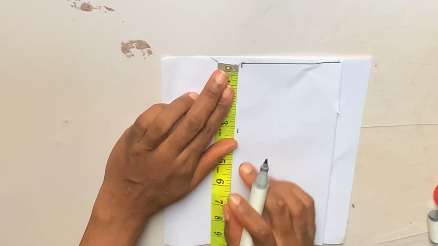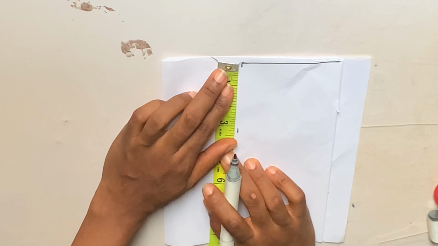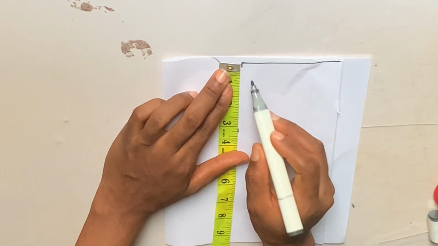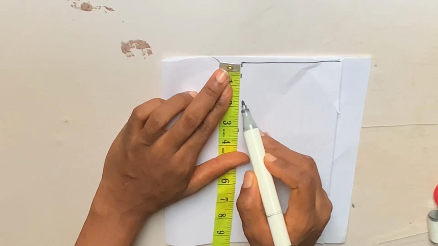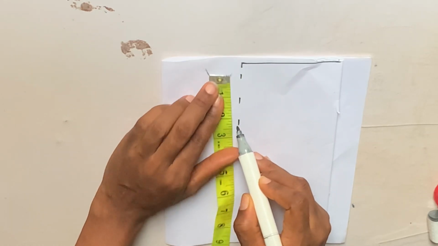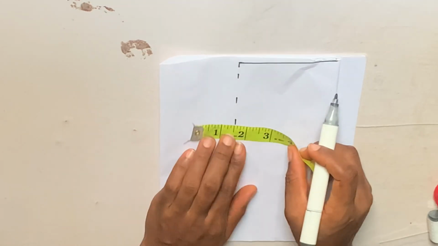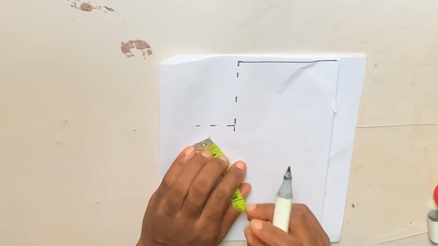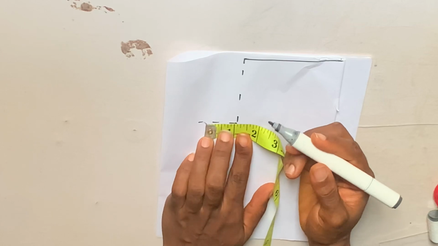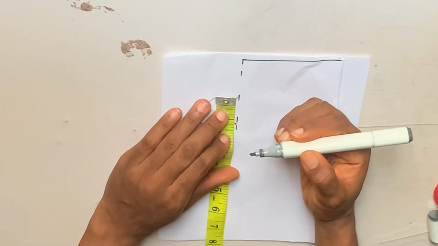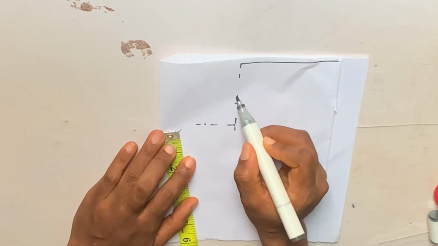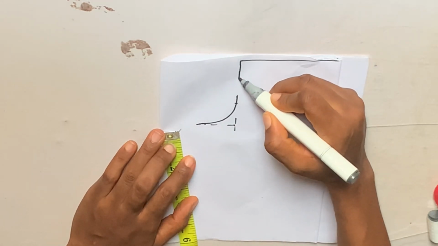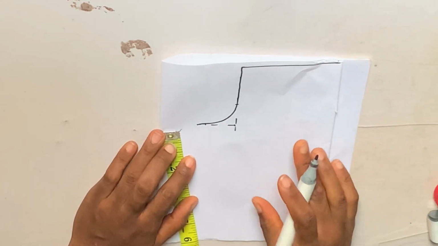So the armhole length is 3 inches for newborn. So I'm going to come down by 3 inches. This is where 3 inches is. Then I'm going to draw a horizontal line. So I'm going to mark 1 inch horizontal, 1 inch vertical. Then I'm going to create a curve. Then I'm going to connect this dotted line to a continuous line.